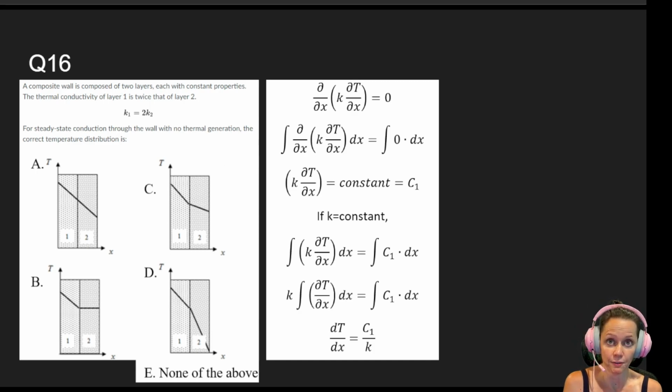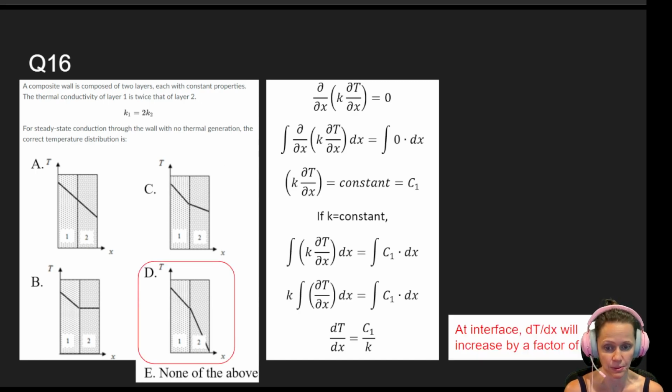So if the K value is bigger, as it is for material 1, then your dT/dx is going to be smaller. It's going to be less steep. And so that's the case for part D.